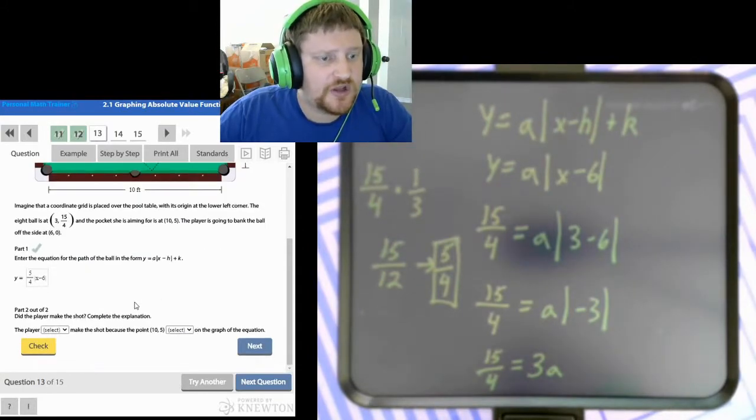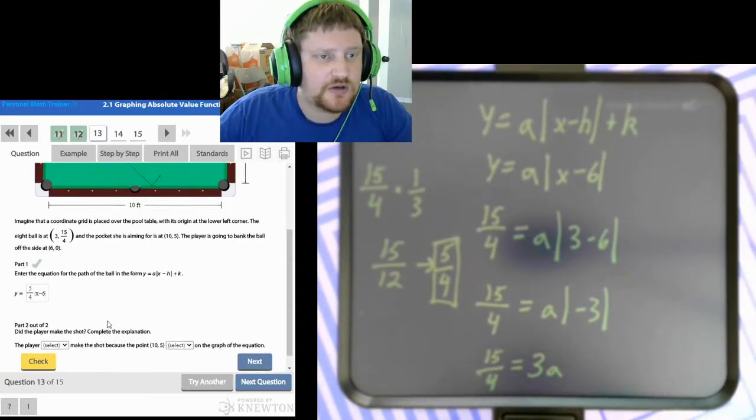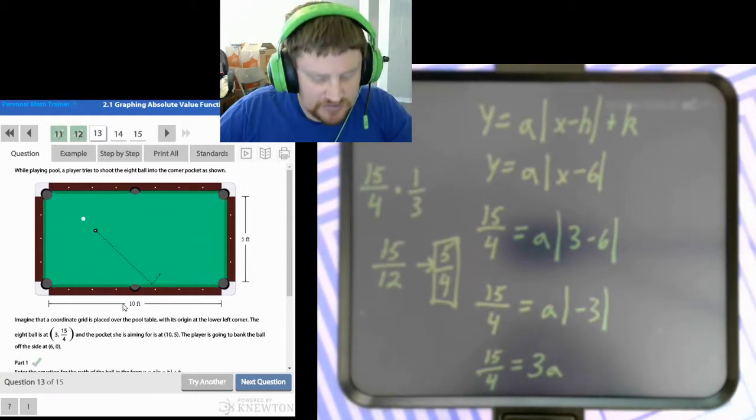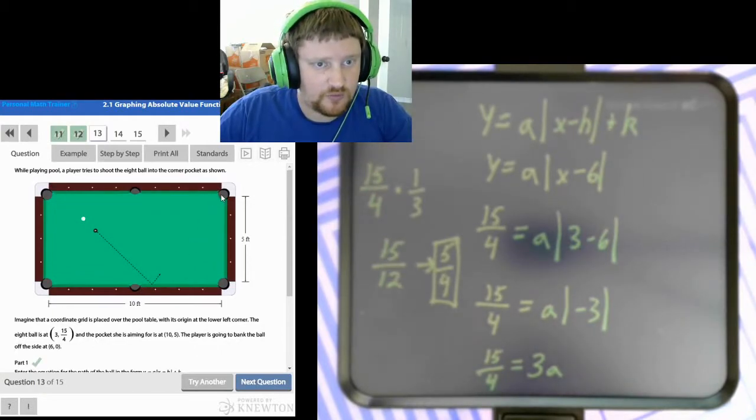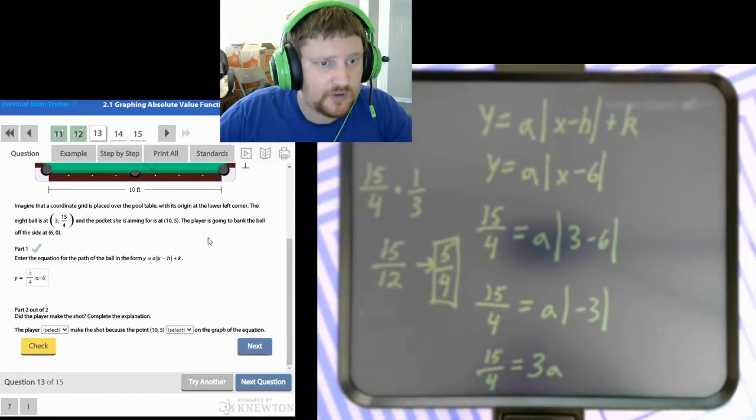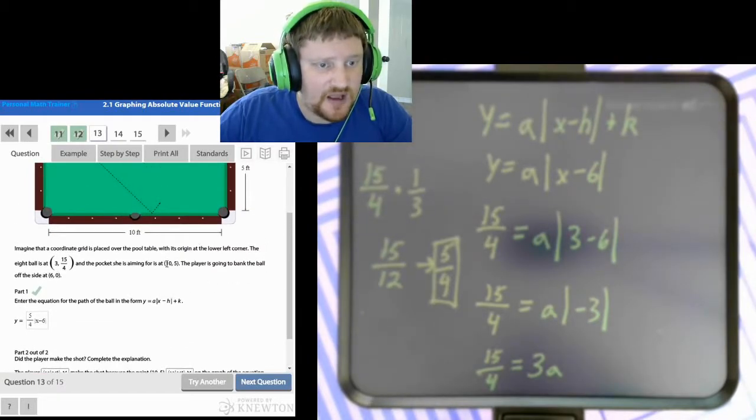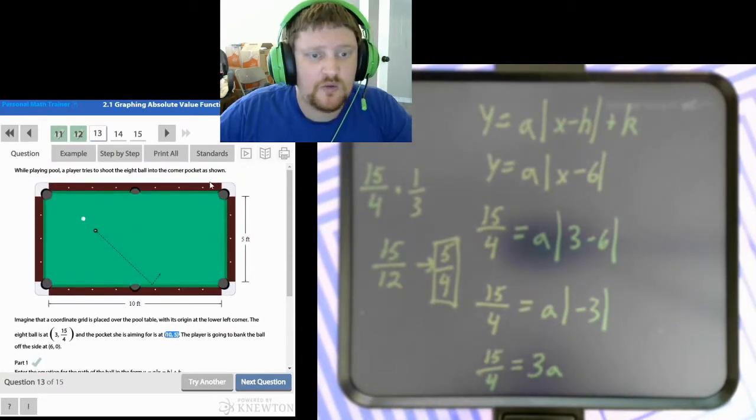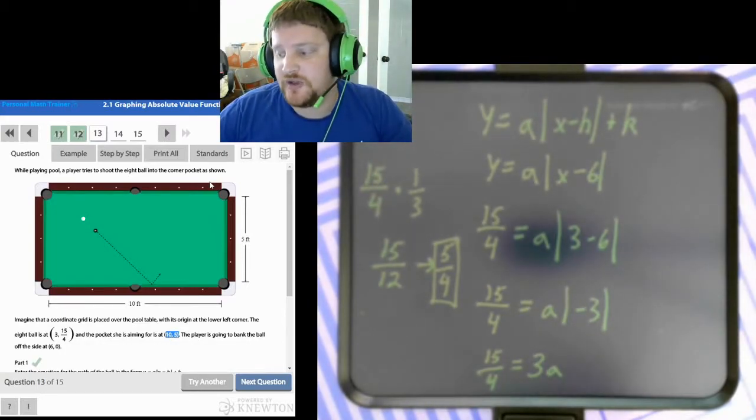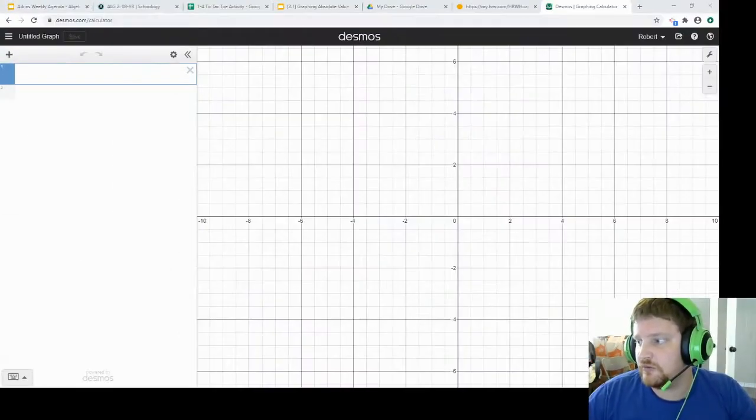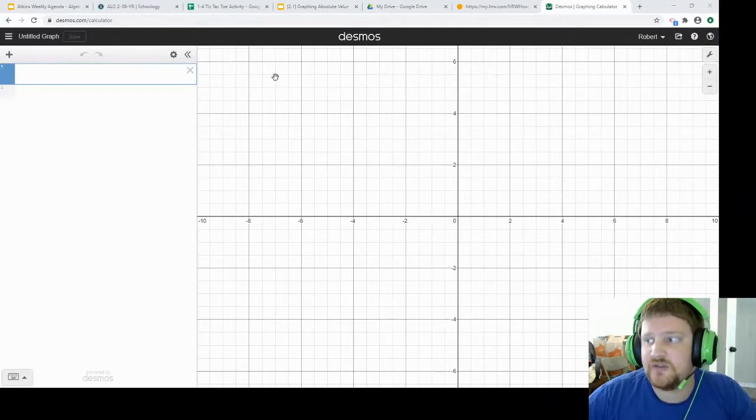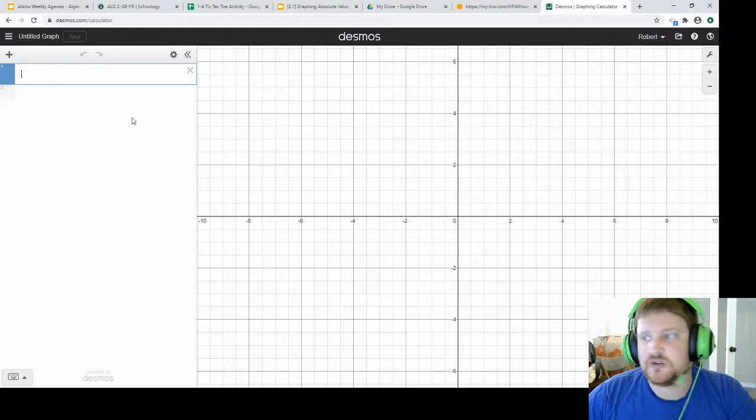Okay, did the player make the shot? Complete the explanation. So what we need to do is we need to decide if the value 10, 5 is on this line. Well, I'm going to show you guys a trick for how to do that. We're going to go to Desmos and we're going to plug in the equation for the graph that we just had. So let's go to Desmos.